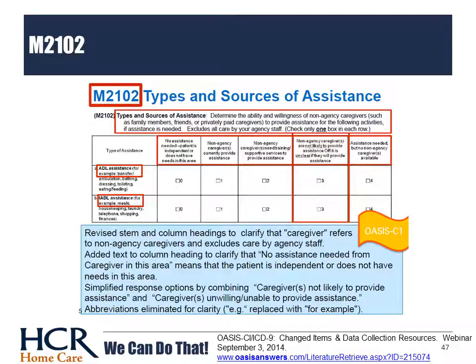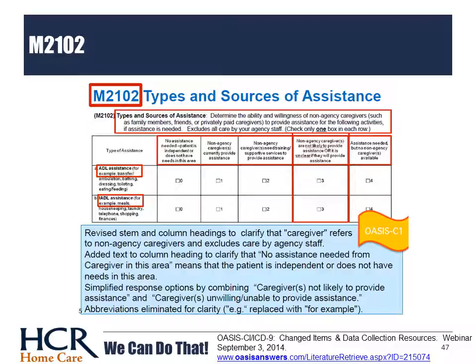And the last functional M item we'll talk about is M2102, which is the types and sources of assistance. And this has had a pretty significant change. So this item has always been asking for different types of assistance, whether it's ADL assistance, IADL assistance, and there are other ones. For each one of those, we are indicating whether the patient needs assistance with the activity, and if their caregivers are able to provide assistance, if they need training providing that assistance, if it's unclear if they're going to provide the assistance, or if the assistance is needed and there's no caregiver available.